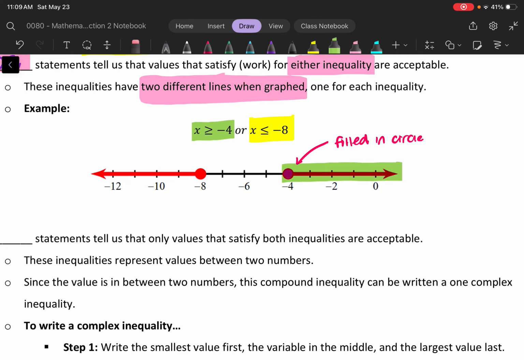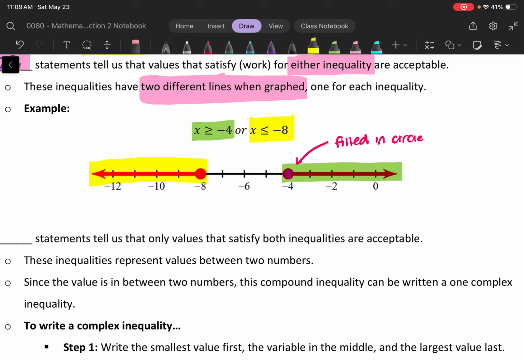So this is my x is greater than or equal to negative 4. And this is my x is less than or equal to negative 8. In an or situation, I will always have the arrows pointing away from each other. And the reason being is in this or situation, I can have a possible answer like negative 10. Negative 10 is a number that's either greater than or equal to negative 4 or is less than or equal to negative 8. But my numbers that I get as possible solutions will not satisfy both inequalities. It'll just satisfy one of the two of them.